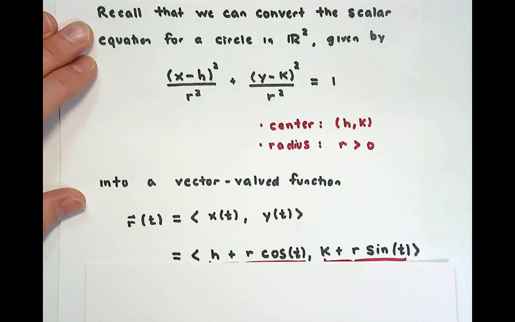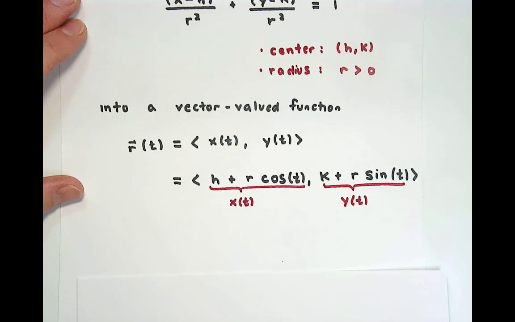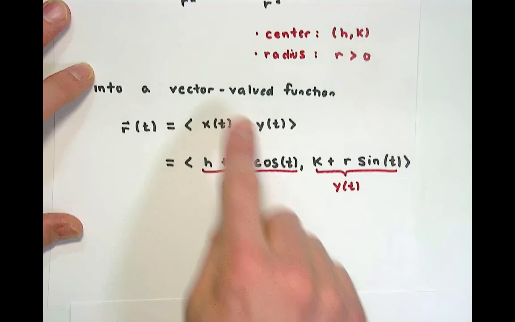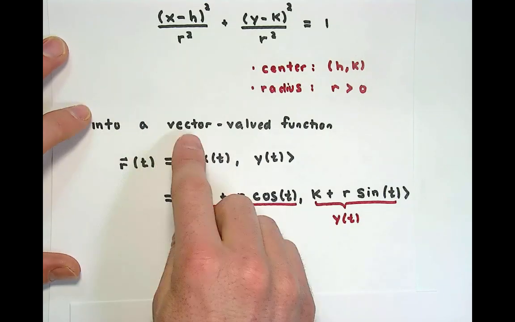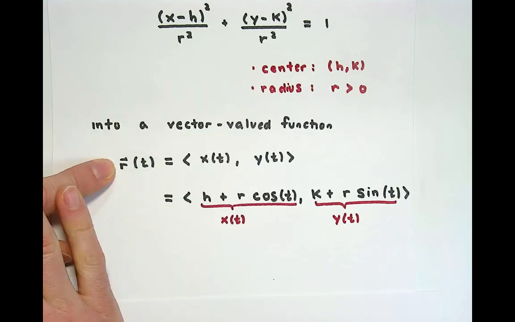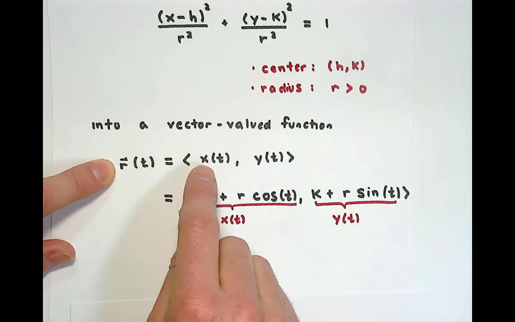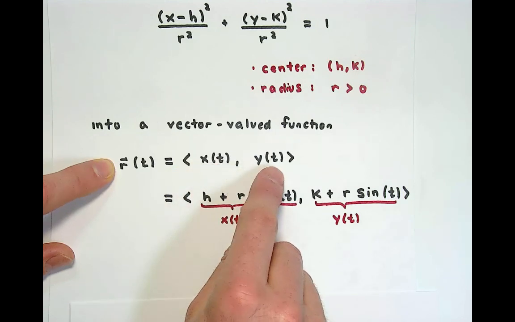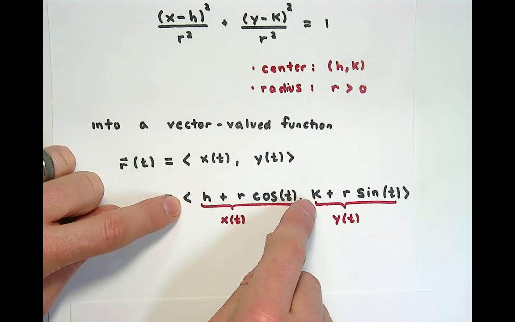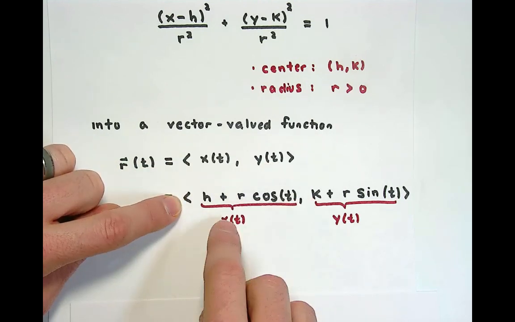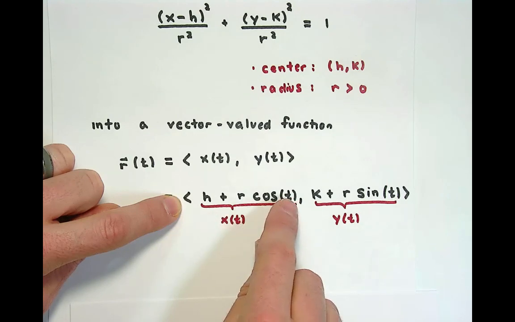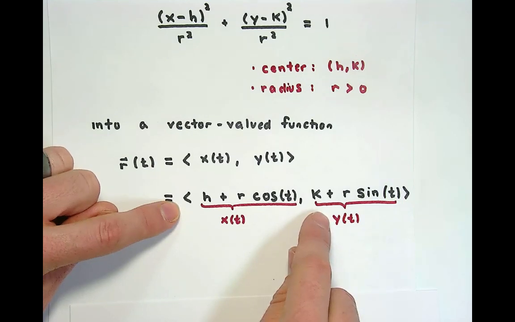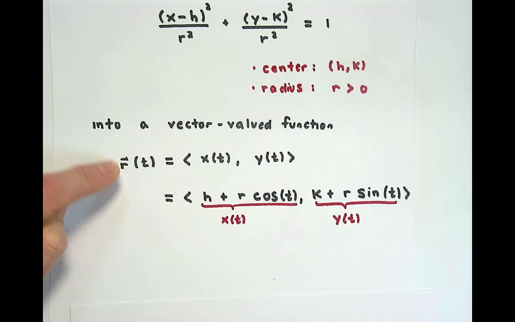And then we used the Pythagorean theorem and the definition of cosines and sines to translate this scalar equation into a vector valued function, which we called r of t. This vector valued function had x coordinate x of t and y coordinate y of t, and each of these functions were given as such. We actually derived that. This t was called a parameter, and these were known as the parametric equations, there are two of them, for a circle in R2.